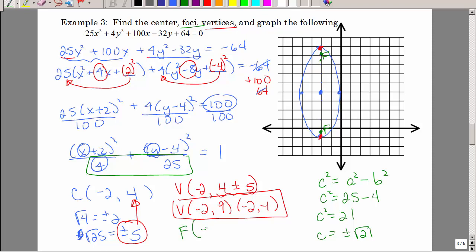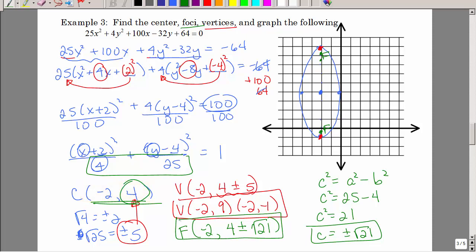So my foci are (-2, 4) plus or minus the square root of 21. And again, I'm taking my center value and I'm adding the c distance to the y coordinate because I went up and down. I can't simplify that any further. So those are your two foci.